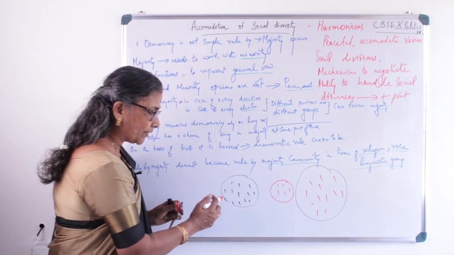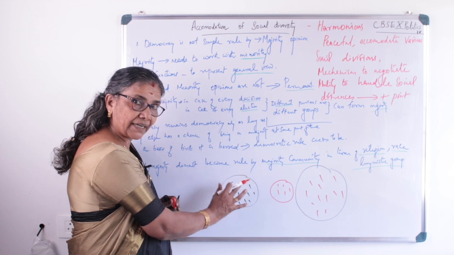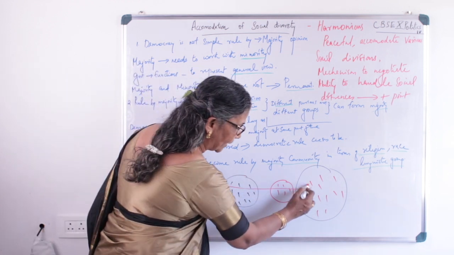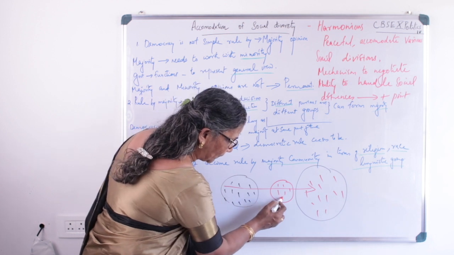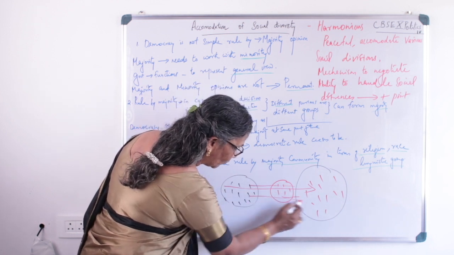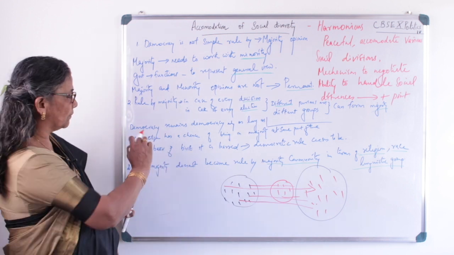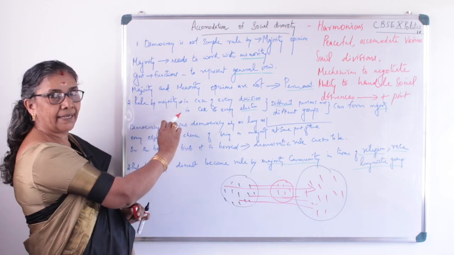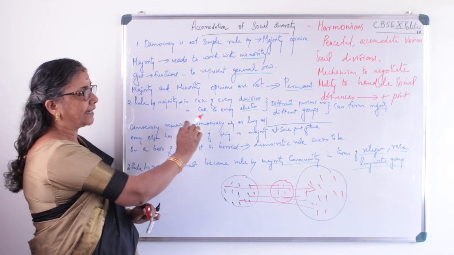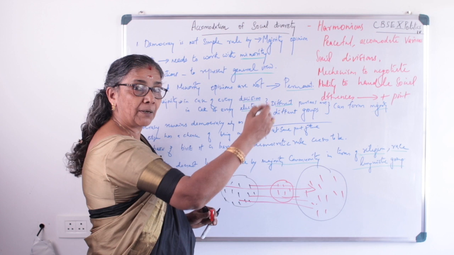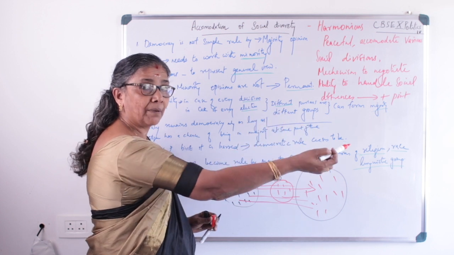So here we can see that we can't say this is always the majority. This can change, or some of these people may move and form a majority here. So once more, rule by majority: in case of every decision or every election, different persons or different groups can form a majority.